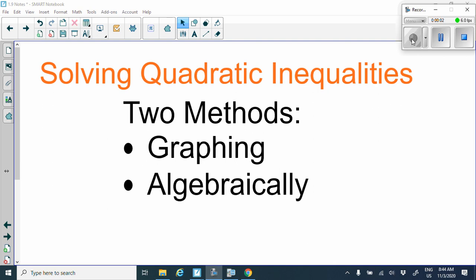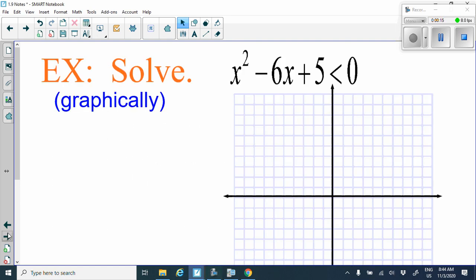Hey guys, so here is 1.9 day 2 notes. Last time we basically graphed quadratic inequalities. Now we're going to solve quadratic inequalities. There are going to be two methods: the graphing and the algebraic method. So let's start with the graphing first.